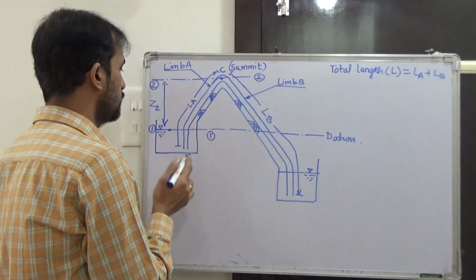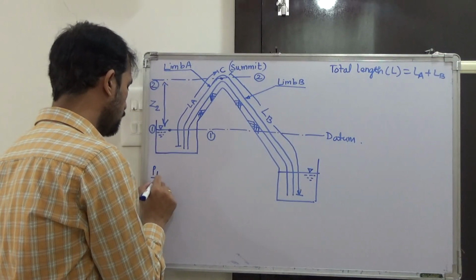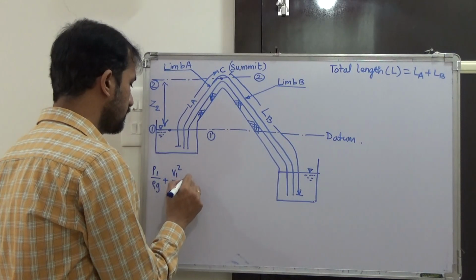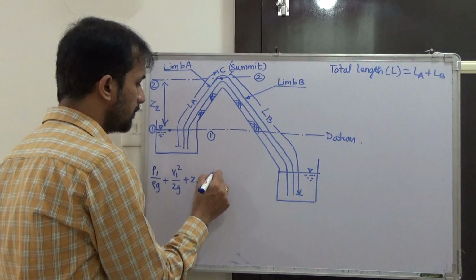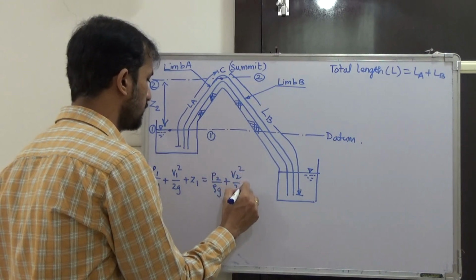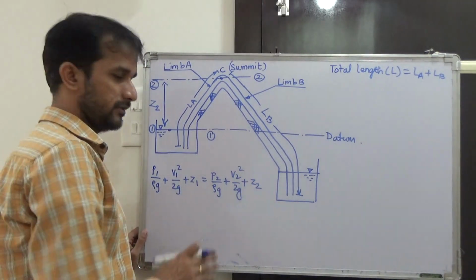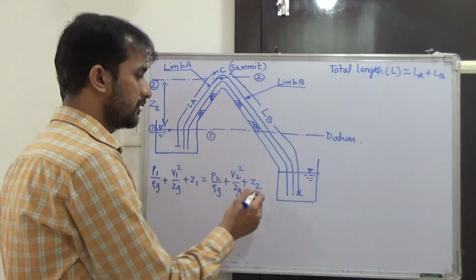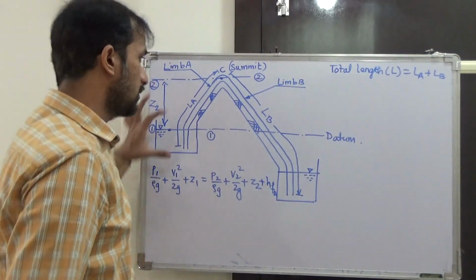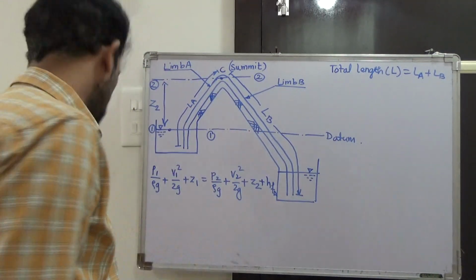If I now apply Bernoulli's equation from section 1 to section 2, it is simply P1 upon rho g plus V1 square upon 2g plus Z1 equal to P2 upon rho g plus V2 square upon 2g plus Z2. If the pipe is frictionless, there is no loss, and this will be the equation. But if there is loss, then we have to account for HF in limb A. The friction loss is only in limb A, not in limb B.